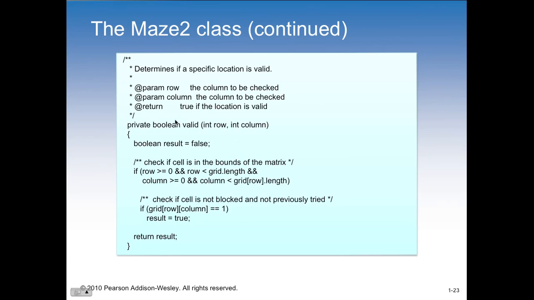So here's valid, and for valid, we're sending it the row and the column, and we're checking to see if the bounds are in the matrix. If they are, then we're going to mark it, essentially, result is equal to true, and return the result. So yes, we're valid. So check to see if we're valid.